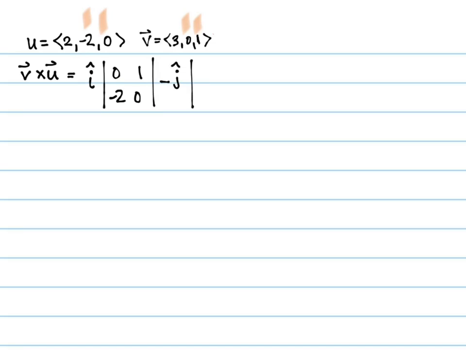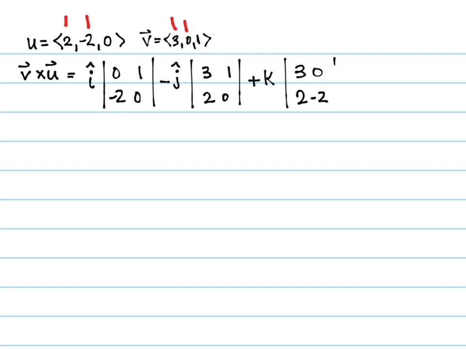Minus J. Okay, so with J, that is the second component. Like X, Y, Z, it would be the Y. So we're looking at the first component and the third component of each of U and V. V is along the top, so that's 3, 1. And then U is along the bottom, so that's 2, 0. And then plus K. So in the form of K, we're not using the third component. So we're using the first two components of each of U and V. V along the top, so it's 3, 0. U along the bottom, 2, negative 2.